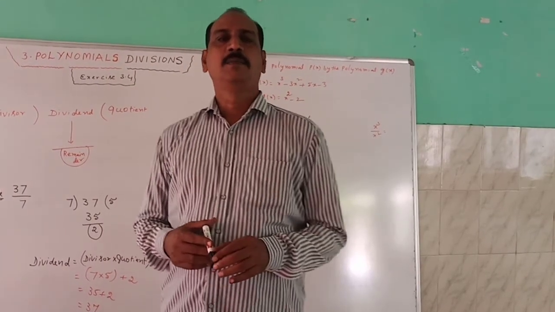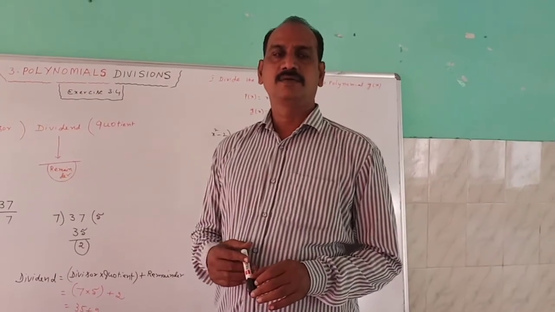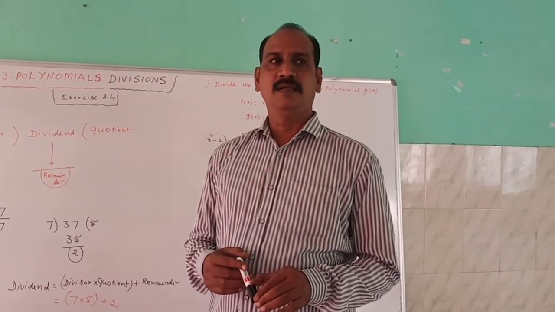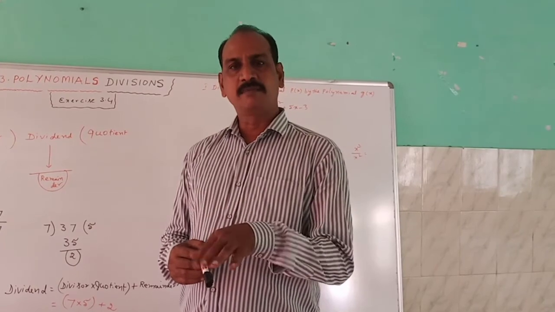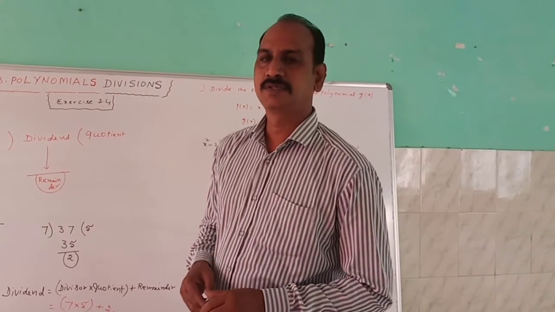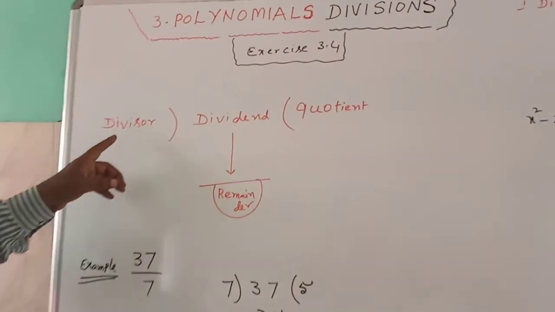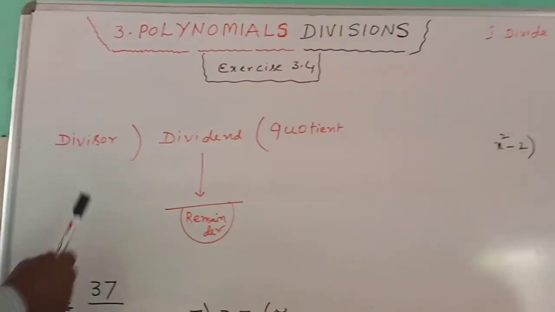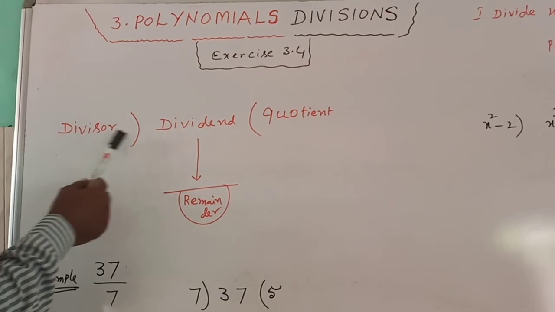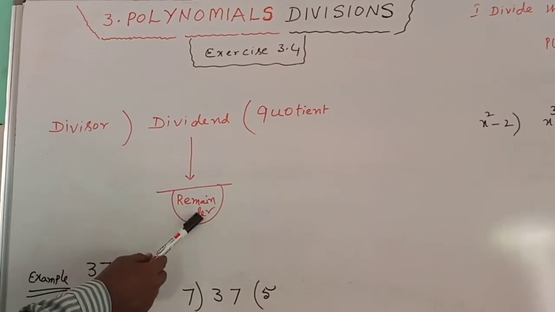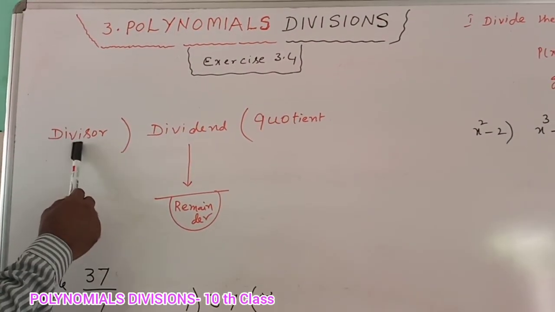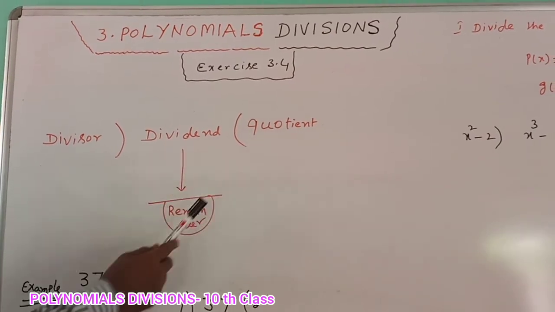Today is polynomials division. How do we find the division of polynomials? A polynomial is divided by another polynomial. We already know the terms divisor, dividend, quotient and remainder.